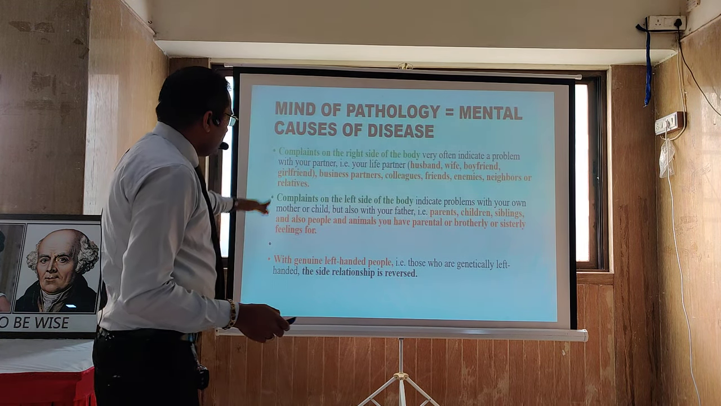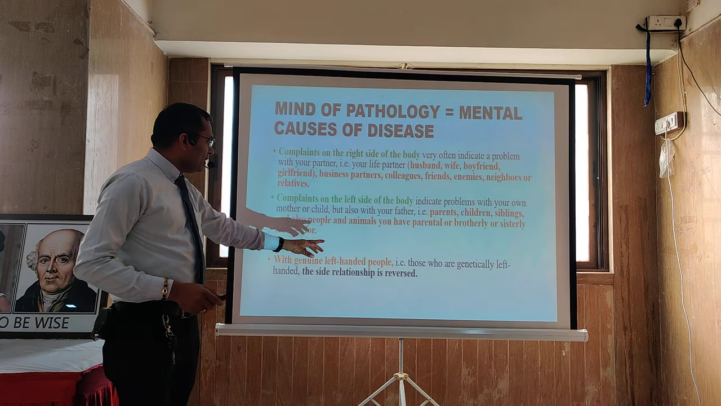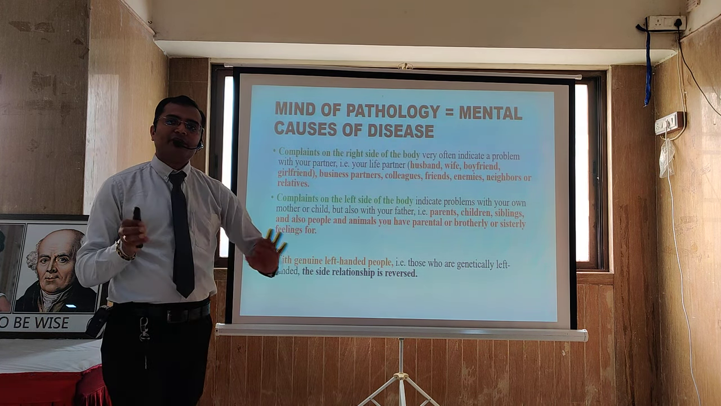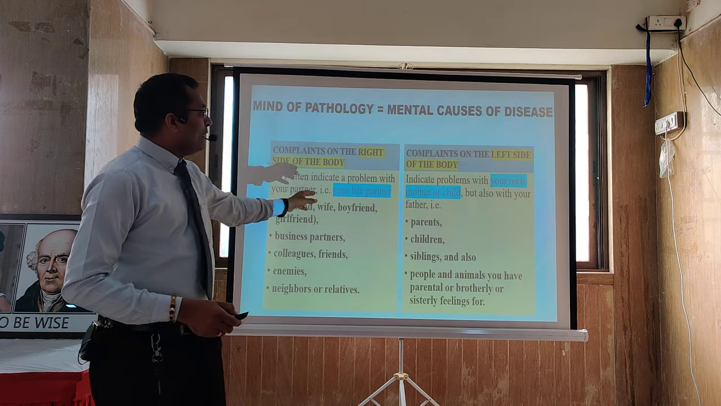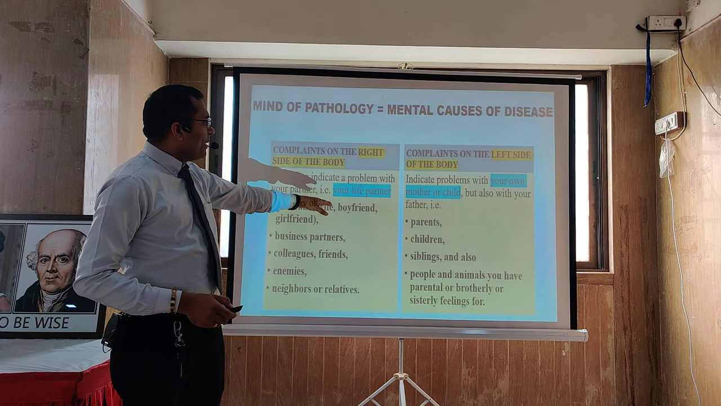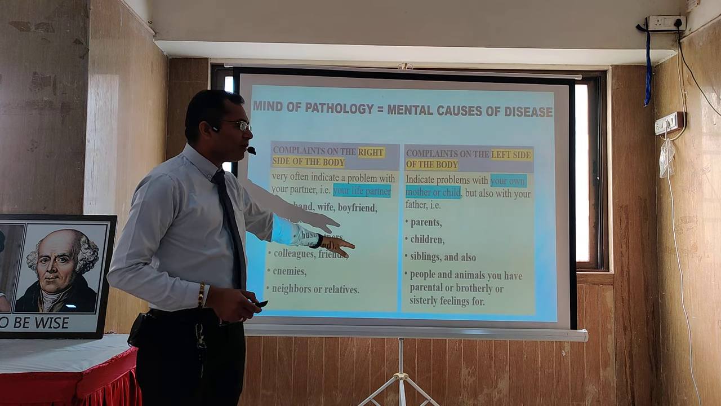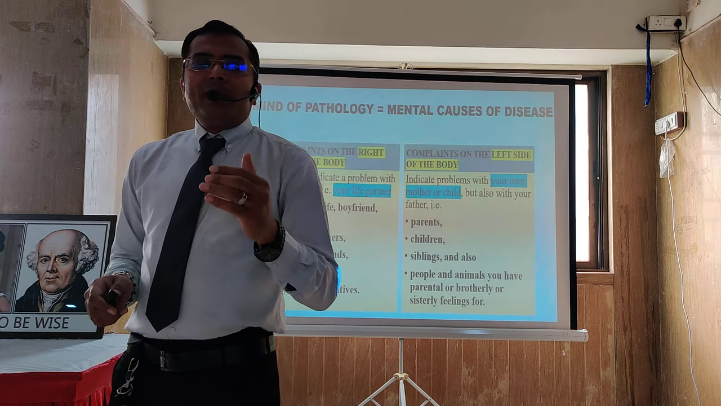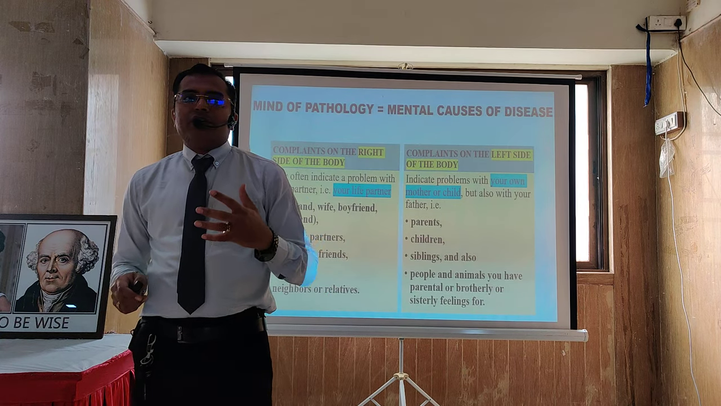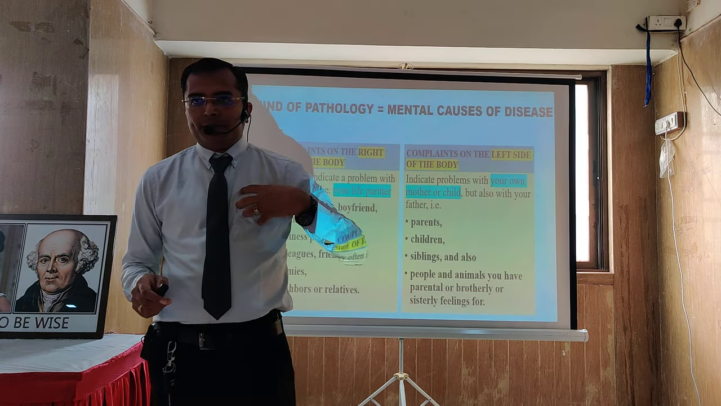Fine. So these are things which are written. Here, with the genuine left-handed person, those who are genetically left-handed, the side relationship has been reversed. Okay? So on the left side, the conflict is associated with parents, children, siblings, people and animals, you have parental or brotherly or sisterly feeling. Sometimes what happens? The conflict arising like that is the female having breast cancer, specifically on the left side.